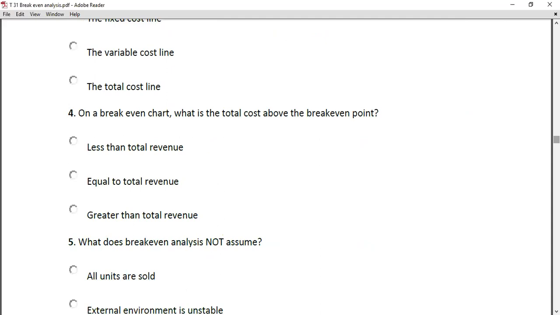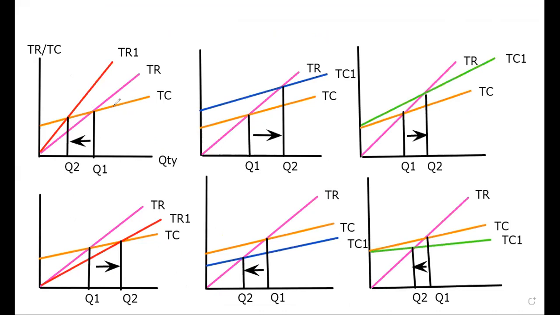Question number 4: on a break-even chart, what is the total cost above the break-even point? Right, so I can show you on the break-even chart. You can see this is the one they're asking. What is the total cost above the break-even point?